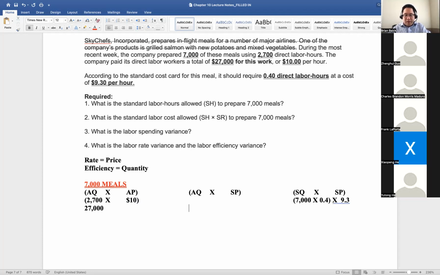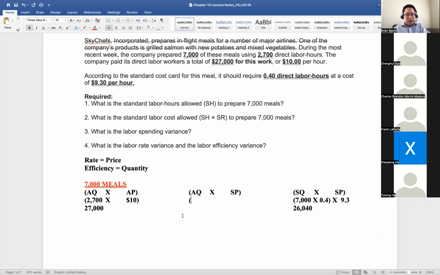All right. Then we can figure out the right side. 7,000 times 0.4 times 9.3. I get 26,040, right? If this number were like $27 million and the number on the left is 27,000, I would think something is wrong, because it should be kind of in the same ballpark. Always think in the same ballpark.